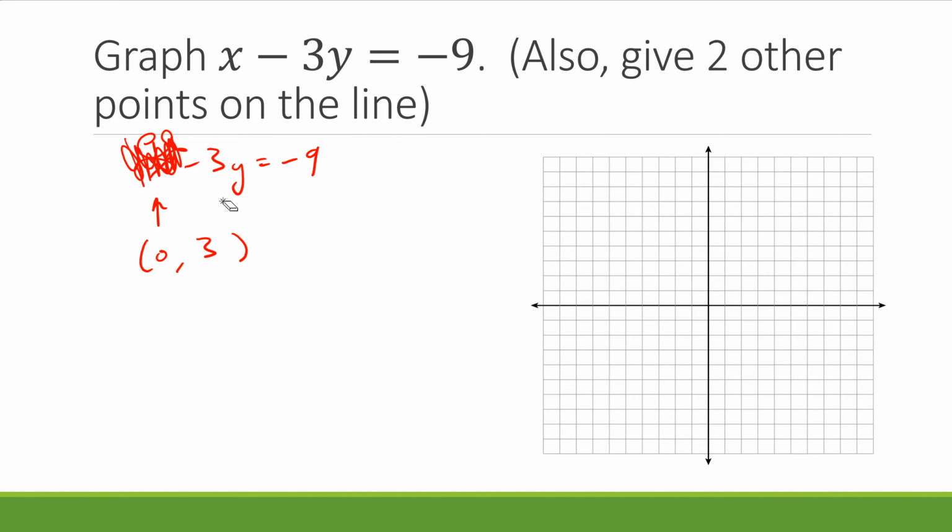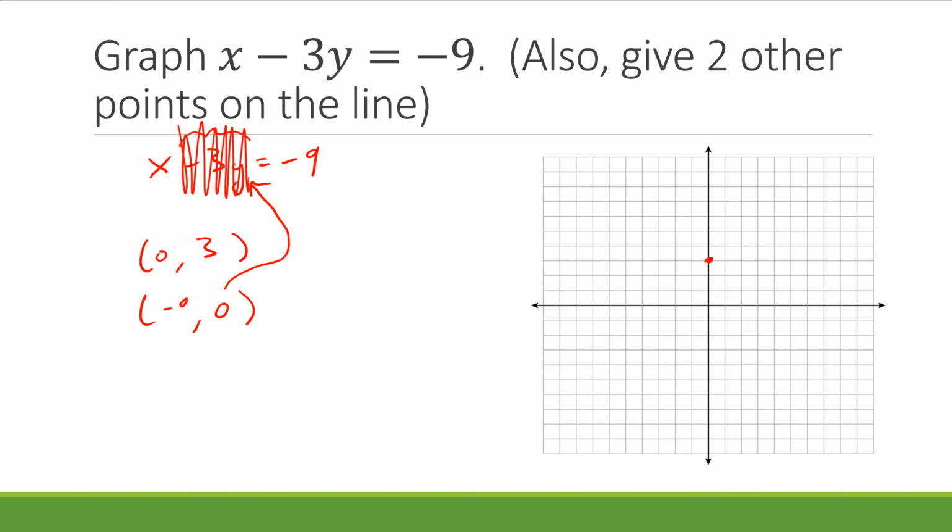And let's go ahead and plot that point. Over 0 up 3, there's the y-intercept. Also, I can plug in 0 for y. When I plug in 0 for y, this whole term goes away because -3 times 0 is 0, and x plus 0 is just x. And here, no solving required, x equals -9. It just tells me straight up.